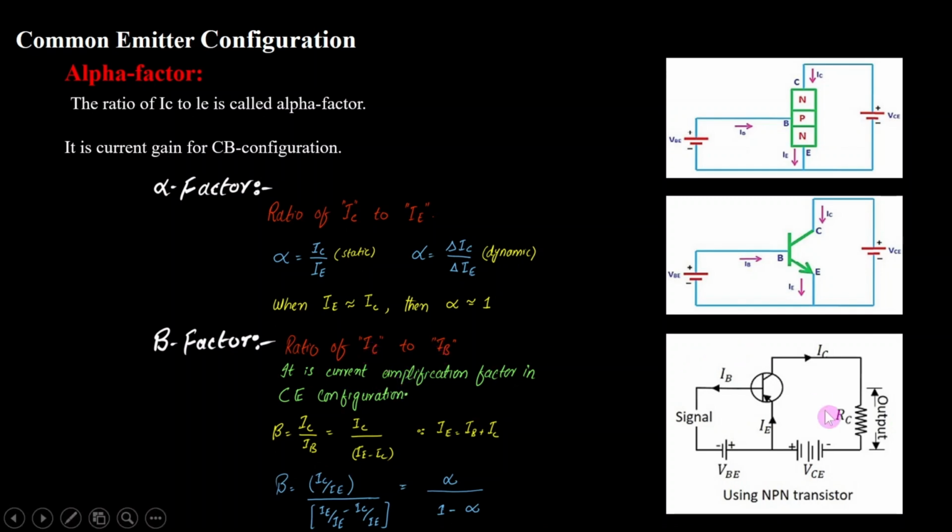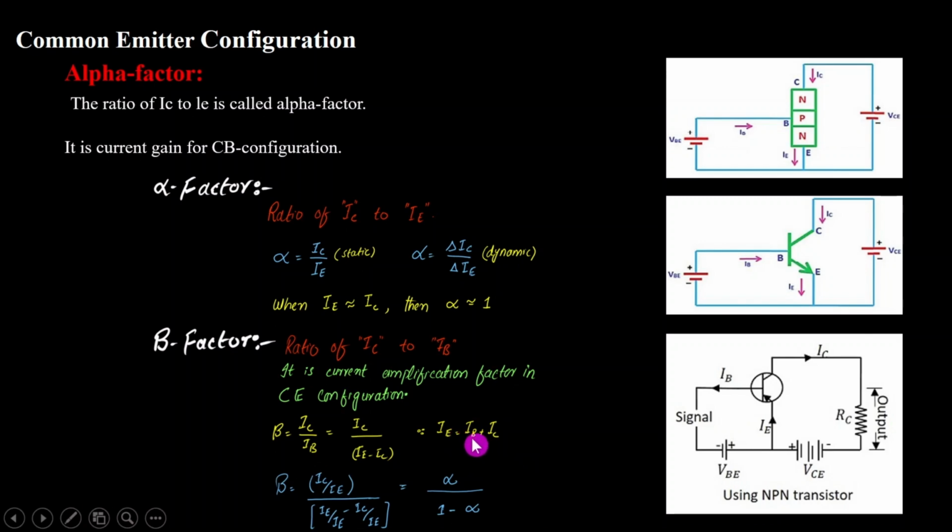The beta factor is the ratio of IC to IB, and we also call this the amplification factor in the common emitter configuration. The alpha factor was the current gain for the common base configuration, and here the beta factor is the amplification factor in the common emitter configuration. As I have discussed, it is the ratio of IC to IB, and we know that IE is equal to IB plus IC.